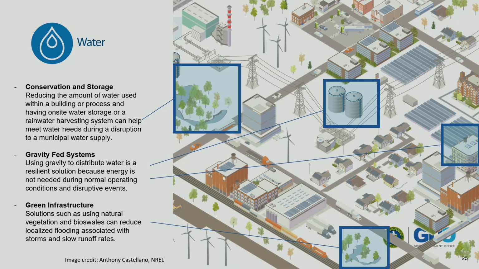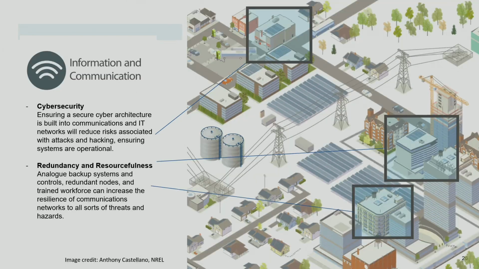We often forget that water systems rely heavily on energy systems to treat and distribute water. Some solutions could be conservation and storage, like an on-site water storage unit, a gravity-fed system, and green infrastructure like biospheres. Information and communication systems also need to have secure architectures to reduce the potential of cyber attacks, and analog backup systems in case the digital system is not online.